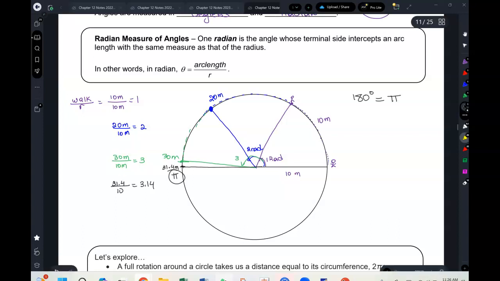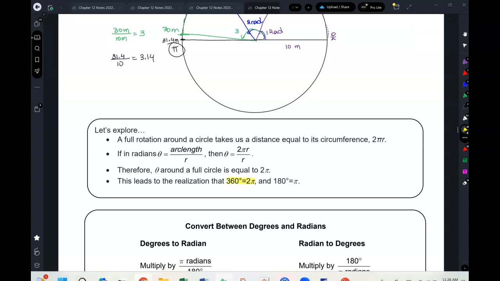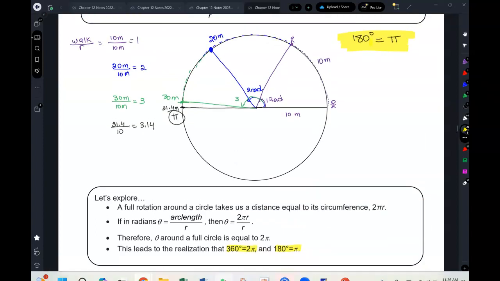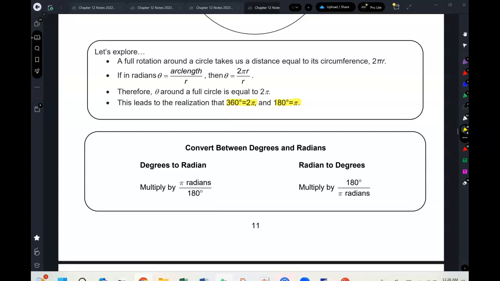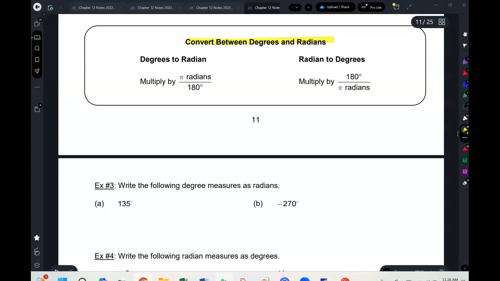Isn't that cool? So now this is what you remember and you take with you wherever you go. That 180 degrees and pi are the same. Okay. Whew. And just like that, 360 and 2 pi are the same. So we are going to use that to convert angles from radian to degrees and from degrees to radian. So to convert, if you want to go from degrees to radian, you multiply by pi over 180.